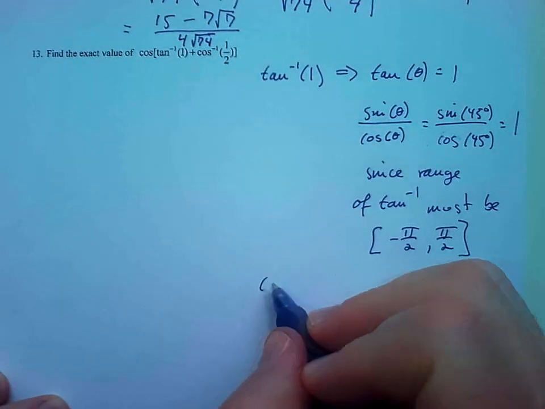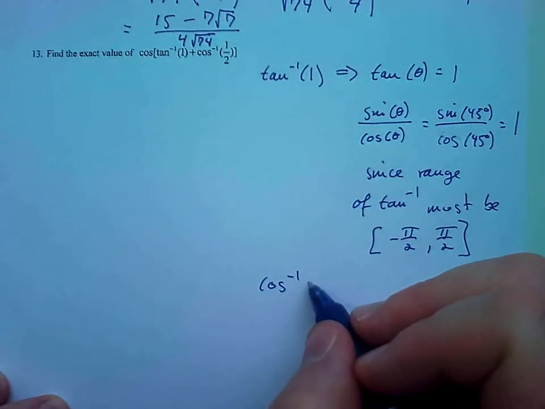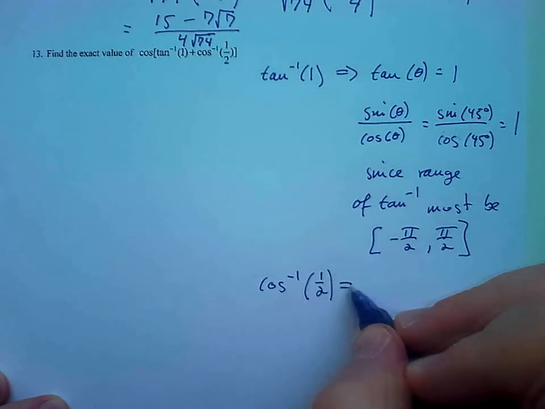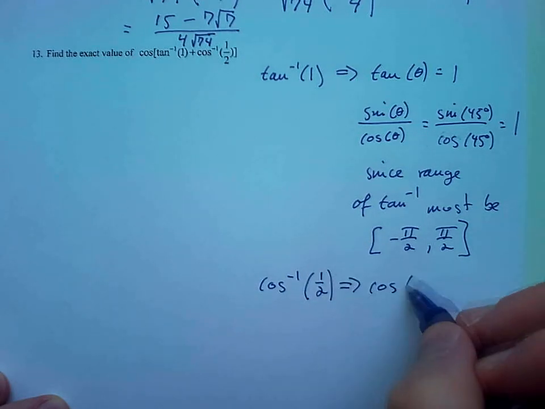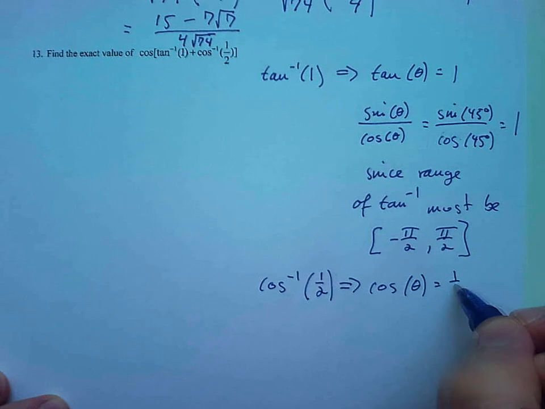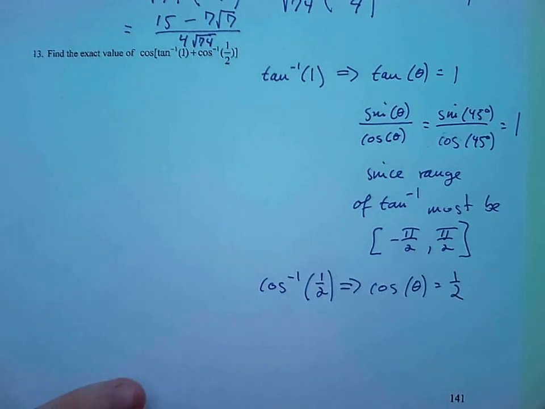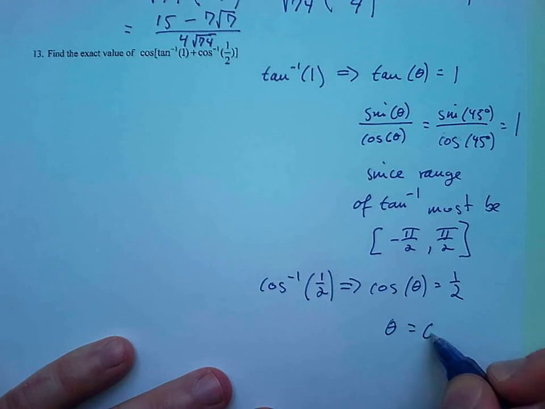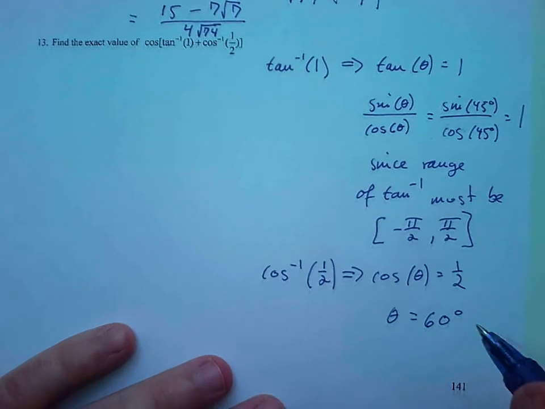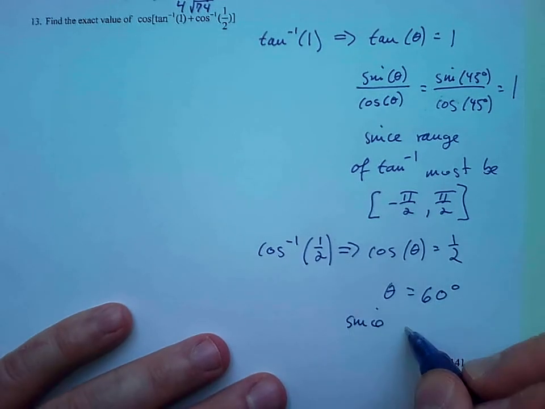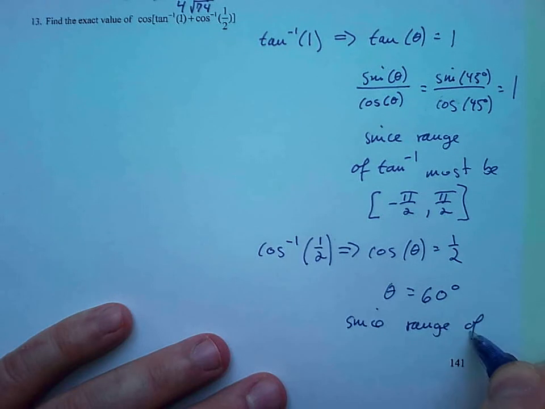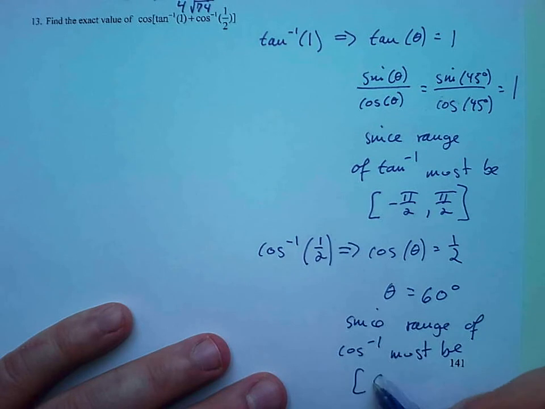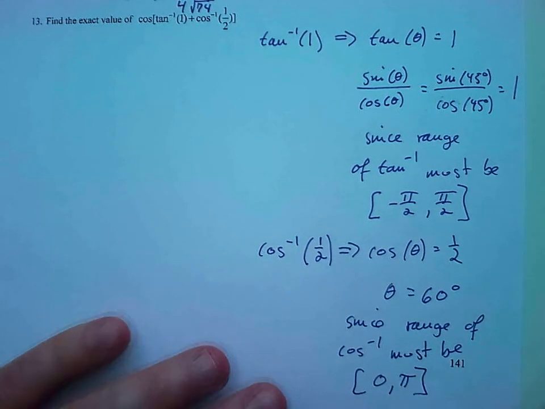And now if we look at the cosine inverse of 1/2, what we're looking to find is the angle theta such that the cosine of it is equal to 1/2. Well, the angle that we're going to use then is going to be 60 degrees. Again, since the range of the cosine inverse must be in 0 to pi.